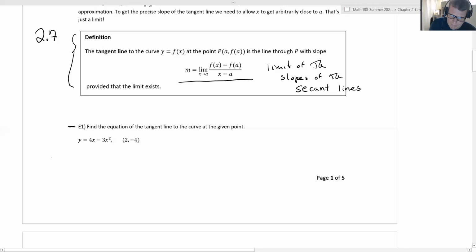So my slope, m, right? Let's say, for example, I'm going to do E1 here. Find the equation of the tangent line to the curve at the given point. Okay. So I've got y equals 4x minus 3x squared. And so my m is going to equal the limit as x approaches 2. That's going to be f of x, so f of x is your function, 4x minus 3x squared. And f of a, well, that's going to be negative 4. So it's minus negative 4, divided by x minus 2.